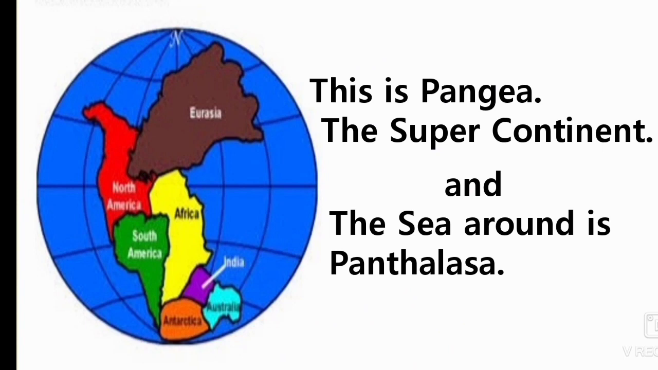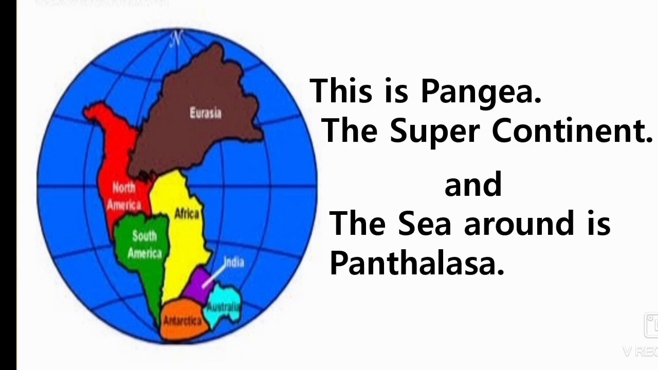This is Pangea, the supercontinent, and the sea around is Panthalasa. Supercontinent means all the continents are closely together. There is no gap between them. The Pangea is surrounded by the ocean called Panthalasa. Students, once again I repeat, this is Pangea, the supercontinent. Supercontinent means all the continents are closely together, and the sea around is Panthalasa.